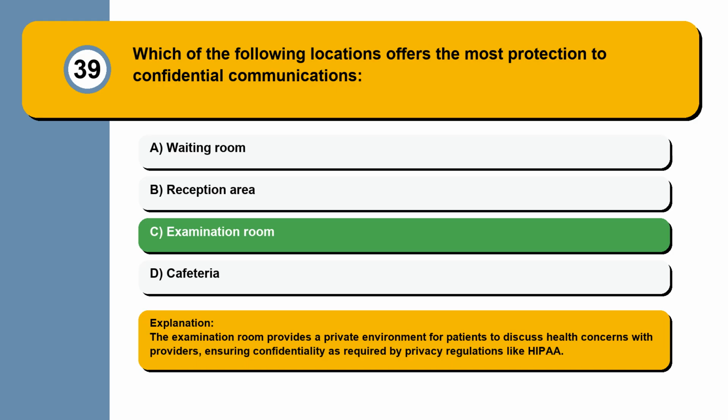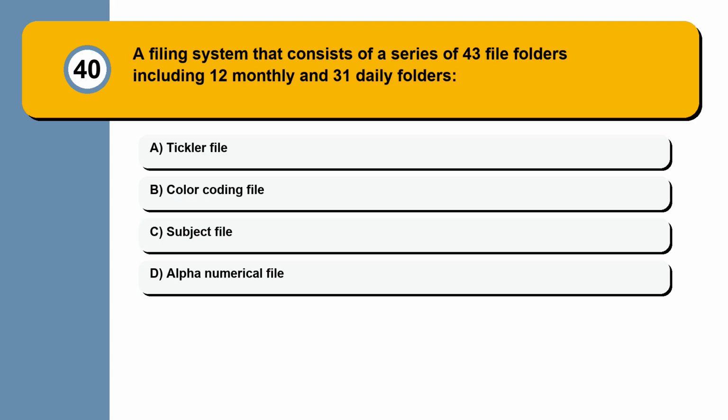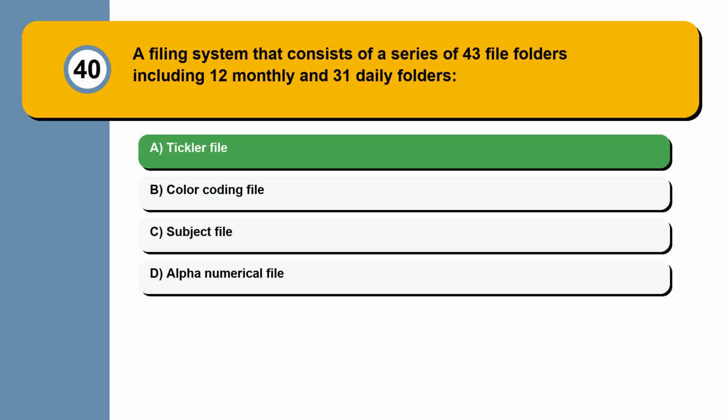Explanation. The examination room provides a private environment for patients to discuss health concerns with providers, ensuring confidentiality as required by privacy regulations like HIPAA. Question 40. A filing system that consists of a series of 43 file folders including 12 monthly and 31 daily folders. Here are your options. Option A, tickler file. Option B, color coding file. Option C, subject file. Option D, alphanumerical file. The correct answer is option A, tickler file.